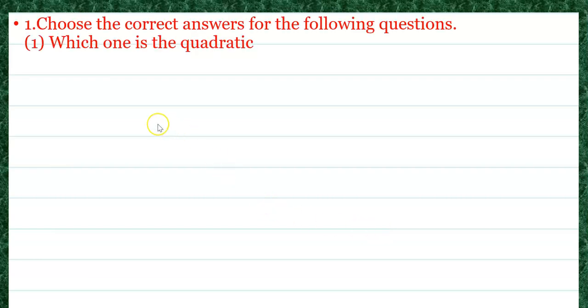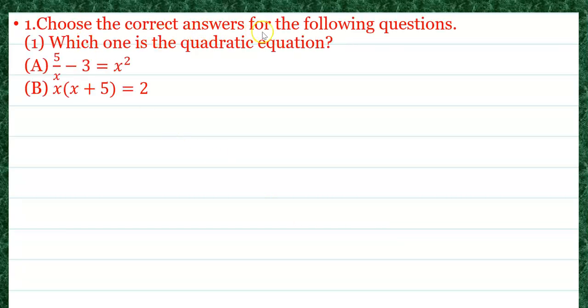The first question: choose the correct answers for the following questions. Which one is the quadratic equation? A: 5 upon x minus 3 is equal to x square. B: x into (x plus 5) is equal to 2. C: n minus 1 is equal to 2n. And D: 1 upon x square (x plus 2) is equal to x. Now we will solve this.